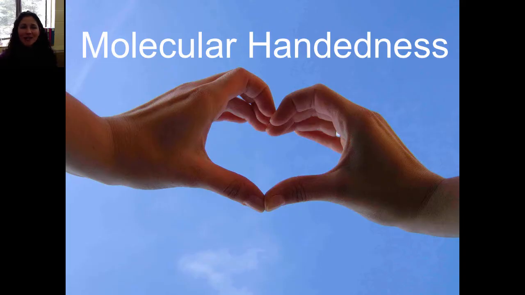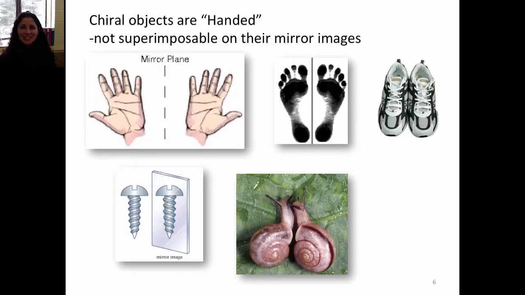Now I'd like to talk about a different kind of stereoisomer. It is not a cis-trans isomer, it's something called an enantiomer. And this has to do with molecular handedness. Just like your hands have a left and a right version, molecules can be handed. Handed objects are called chiral objects. So when we use the term chiral, it's the same as saying handed. Chiral objects are non-superimposable upon their mirror image.